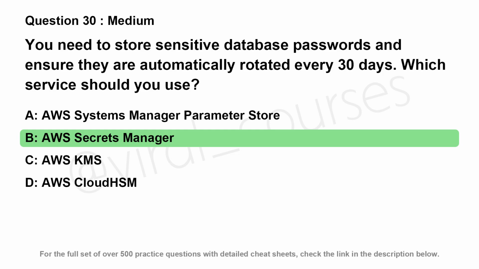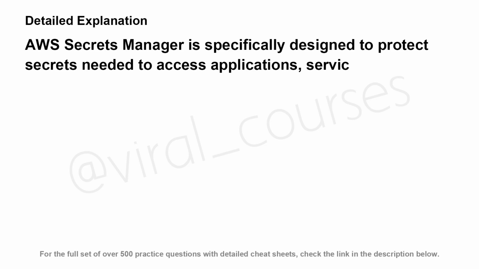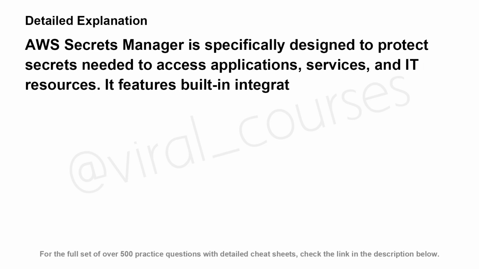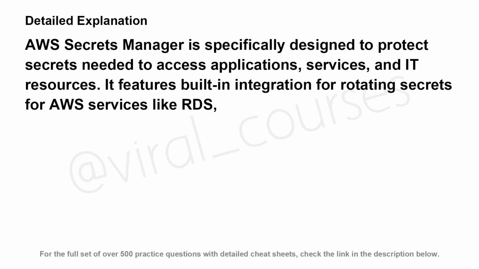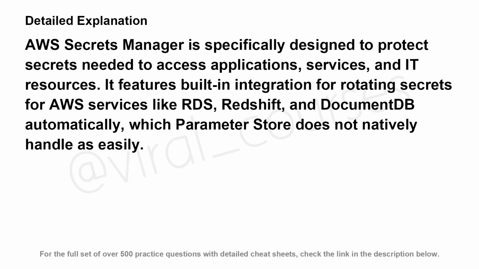The correct answer is B. AWS Secrets Manager is specifically designed to protect secrets needed to access applications, services, and IT resources. It features built-in integration for rotating secrets for AWS services like RDS, Redshift, and DocumentDB automatically, which Parameter Store does not natively handle as easily.